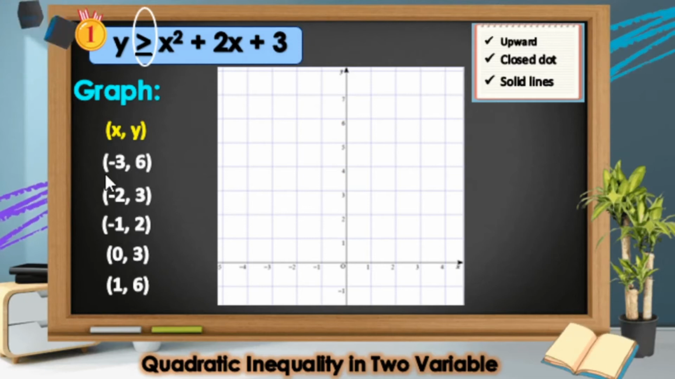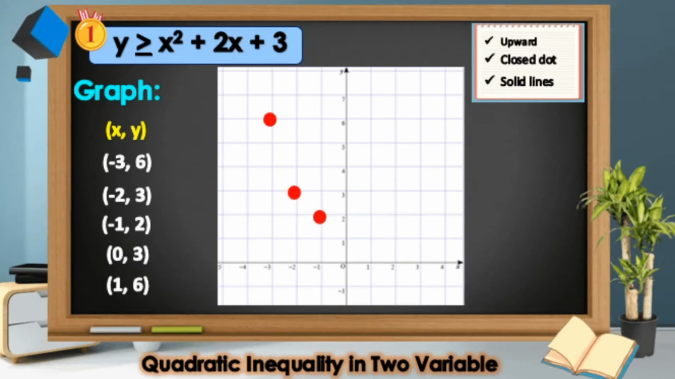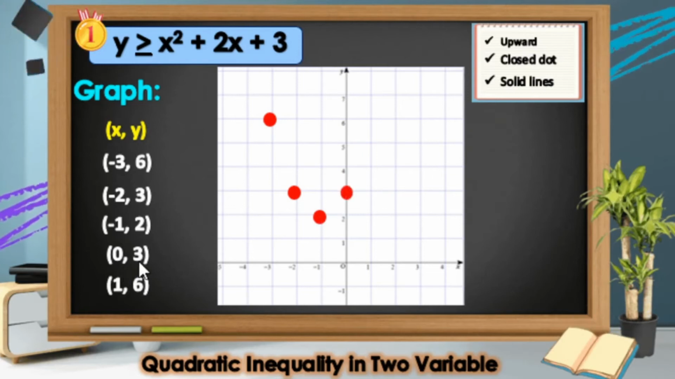So, let's try negative 3 and 6. So, x is negative 3 and y is 6. Ipa-plot natin dito sa ating Cartesian plane, we will have negative 3 and 6. Then, negative 2 and 3, negative 1 and 2, 0 and 3. So, 0 ang x, ang y ay 3. And then, dito naman, ang x ay 1, ang y ay 6. Therefore, these are the points. No? Ito yung mga points nito.